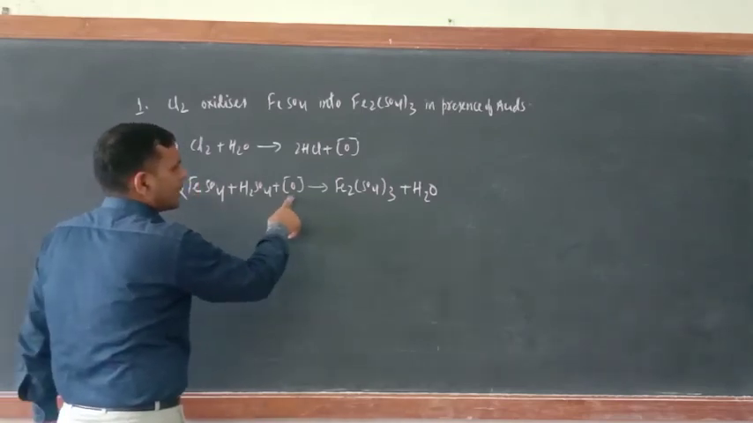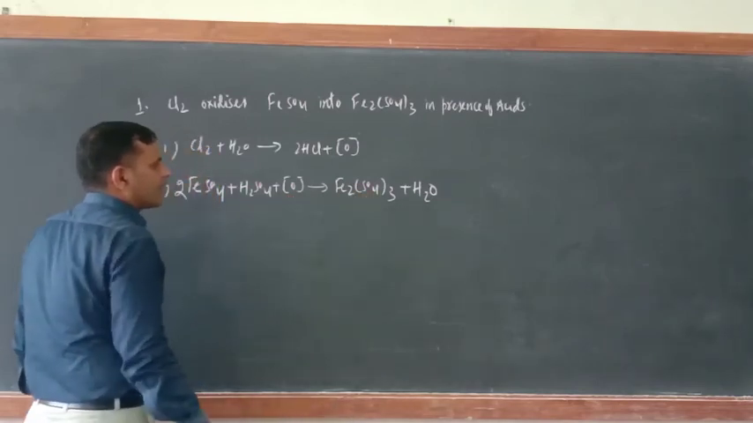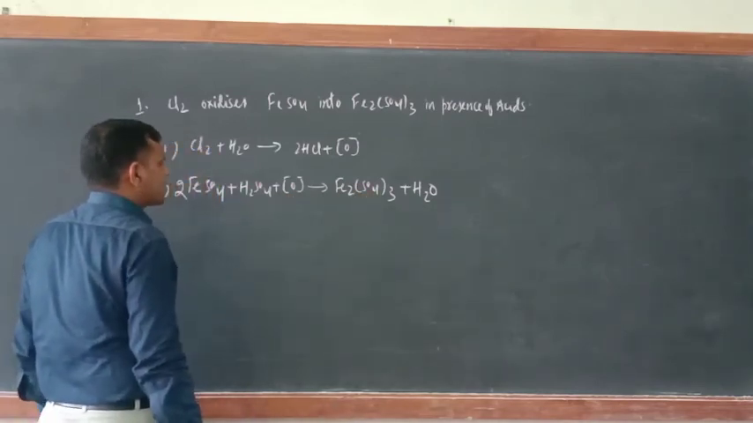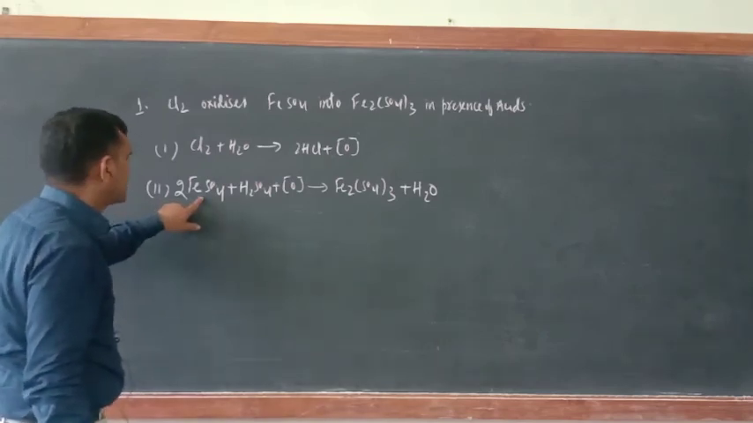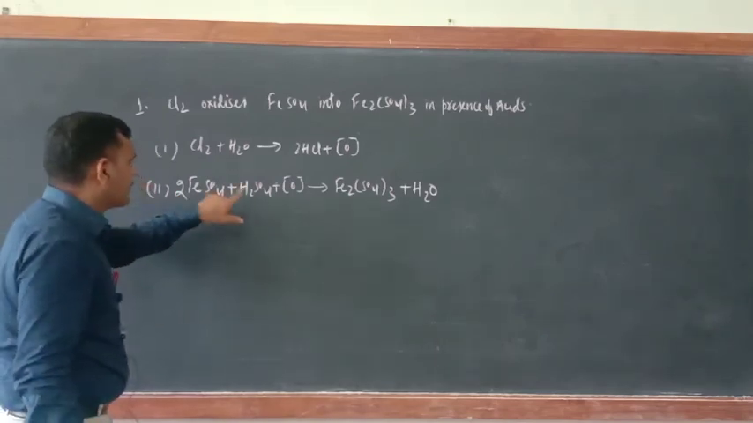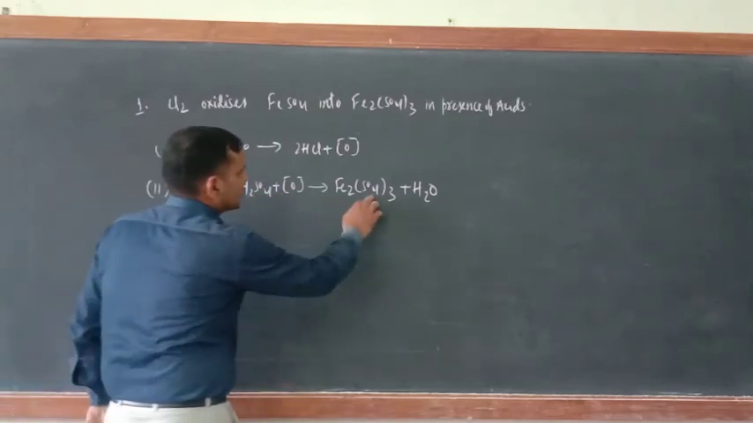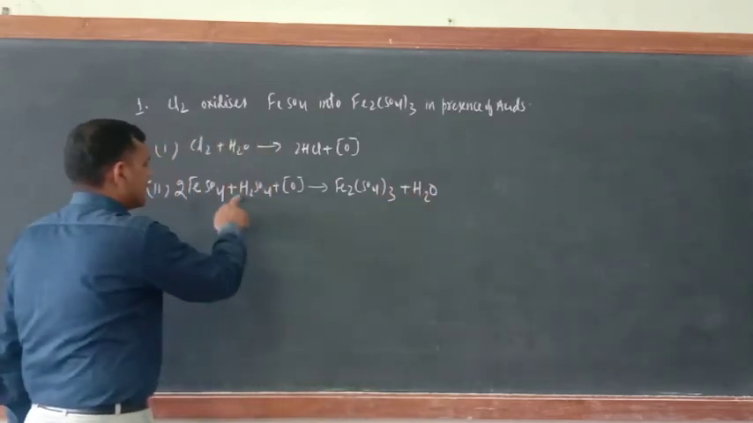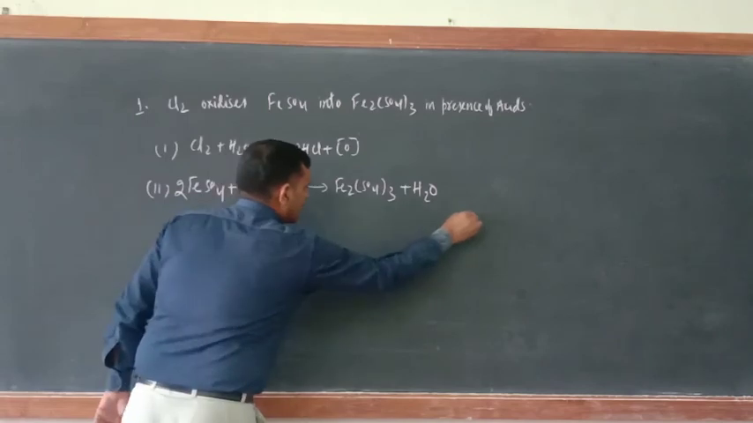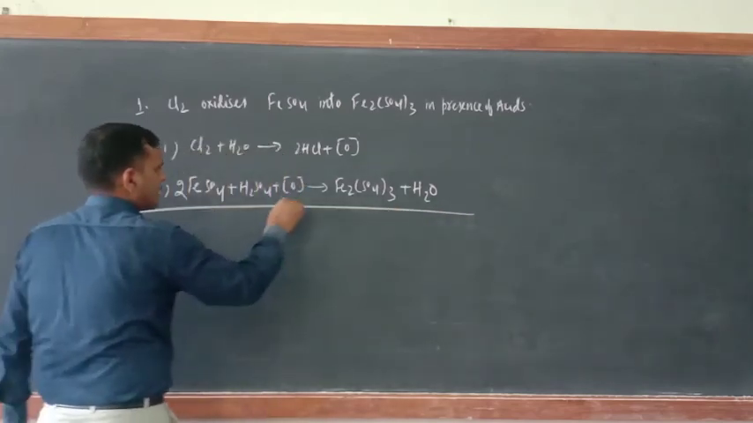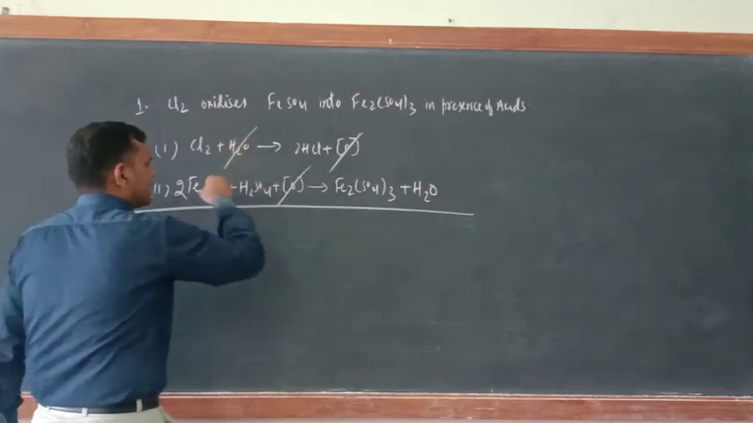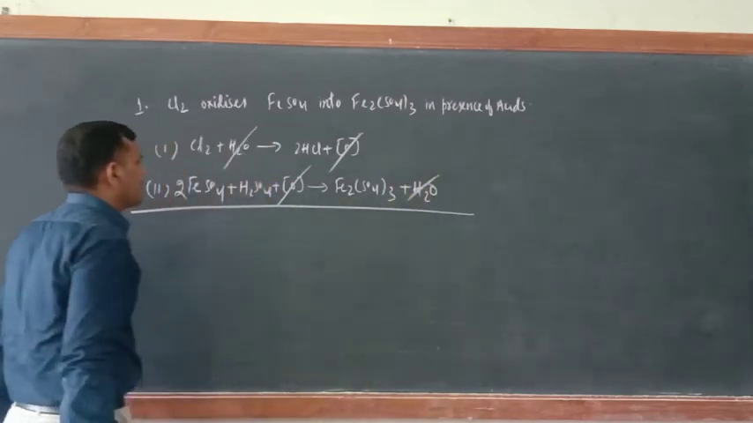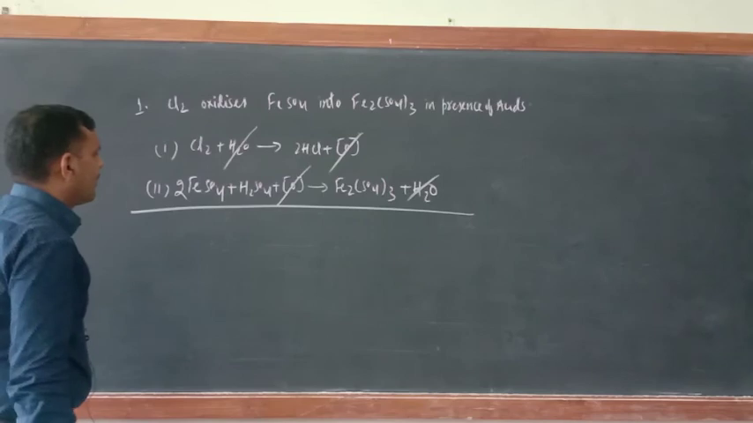Now the total number of oxygen: 4 to the 8, plus 12, 13 oxygen. This side also 13 oxygen. Number of hydrogen is this much. Now just try to understand, nascent oxygen is cancelled out. This H2O will be cancelled out.